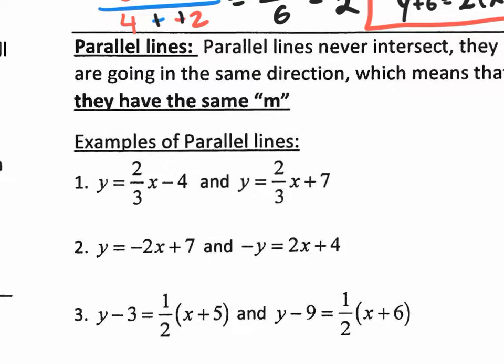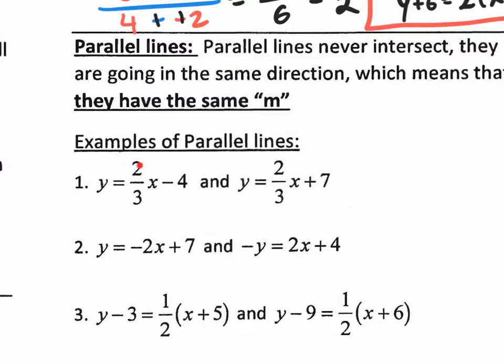So if we know that parallel lines have the same steepness, which means they have the same slope, we're going to take a look at two equations. And if they are in slope-intercept form, y equals mx plus b, or point slope form, y minus y1 equals m, parenthesis x minus x1, if it's in either of those forms, you could clearly see your m value.